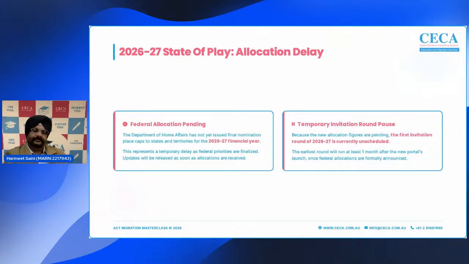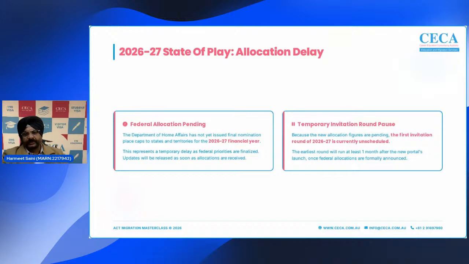And now, if we talk about the future prediction for the next financial year 2026 and 2027, the Department of Home Affairs has not yet issued the final nomination place caps to states and territories for the coming financial year. So this represents a temporary delay as federal priorities are finalized, and an update will be released as soon as allocations are received. So all the states are still waiting, including ACT, for the next seat allocation programs.